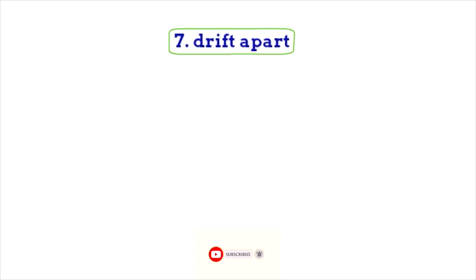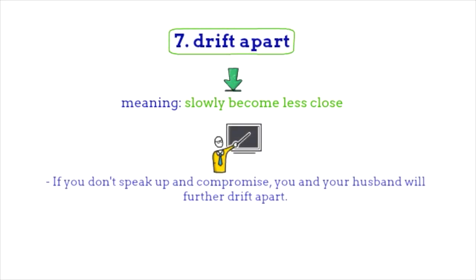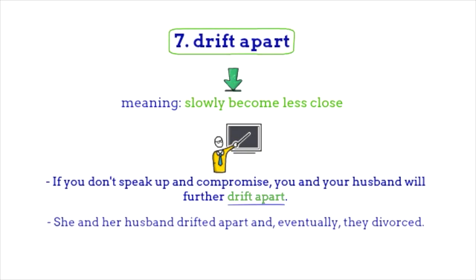Drift apart. Meaning, slowly become less close. Example: If you don't speak up and compromise, you and your husband will further drift apart. She and her husband drifted apart and eventually they divorced.